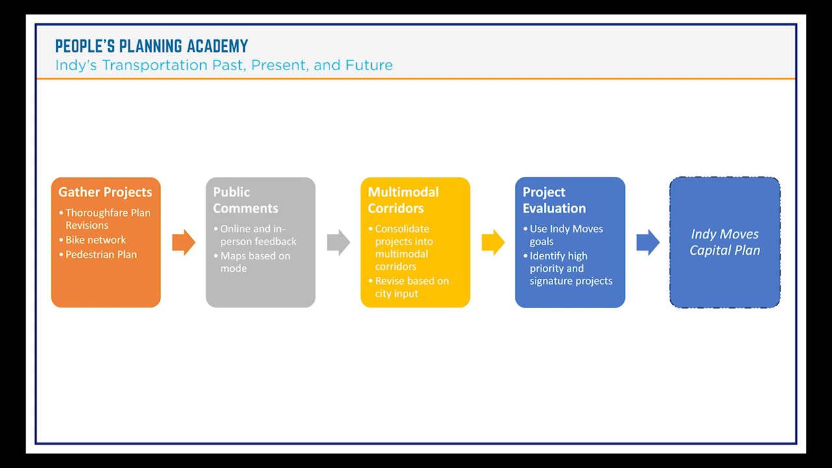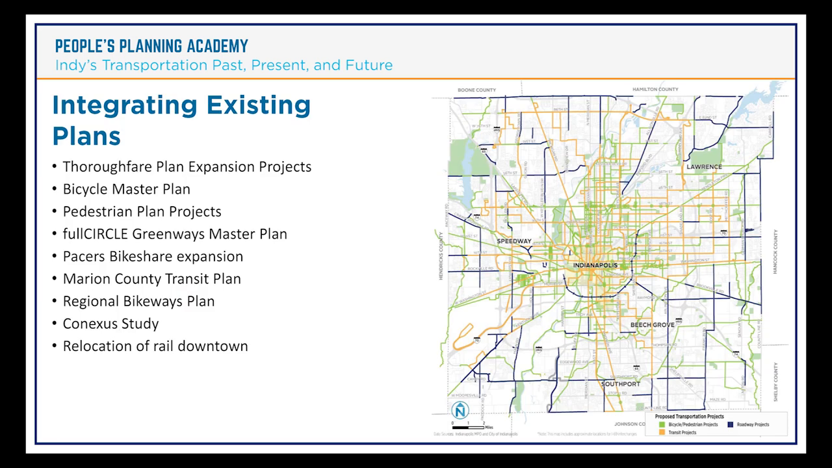We grouped them into corridors, recognizing that a bus project and a road improvement project and a sidewalk project all need to happen together to be efficient. And then we put them through an evaluation process, which I'll get to here in a second, and that resulted in our city's long-range capital plan for transportation. This is an example of when we threw up all the maps from all these different plans, what our transportation system looked like.